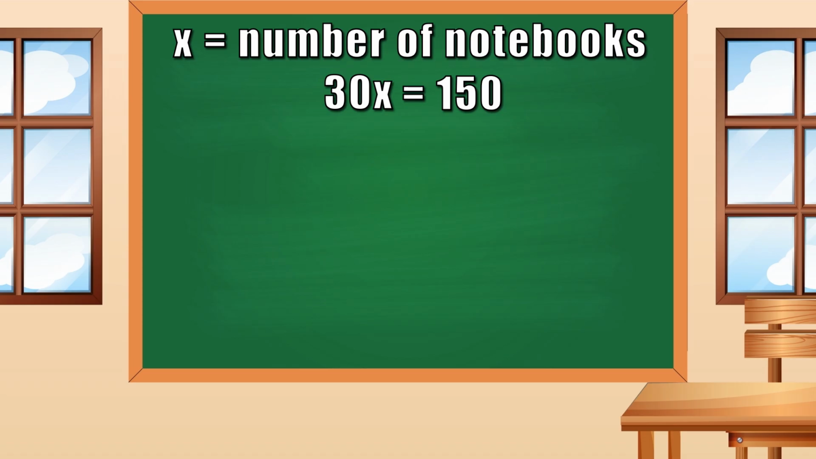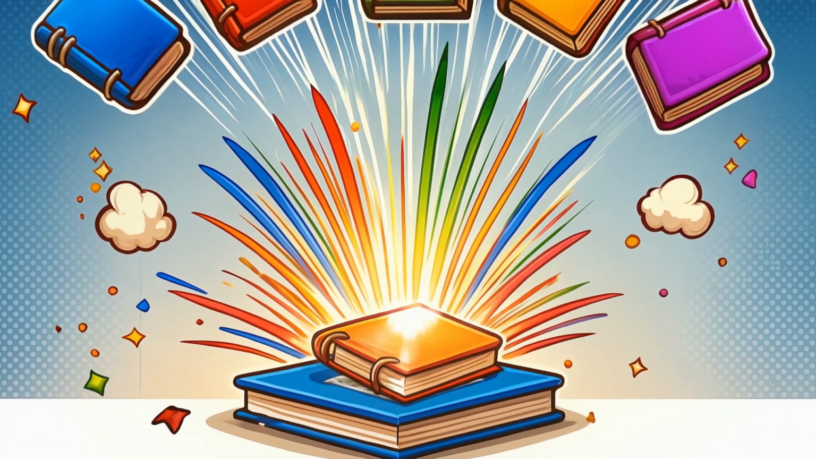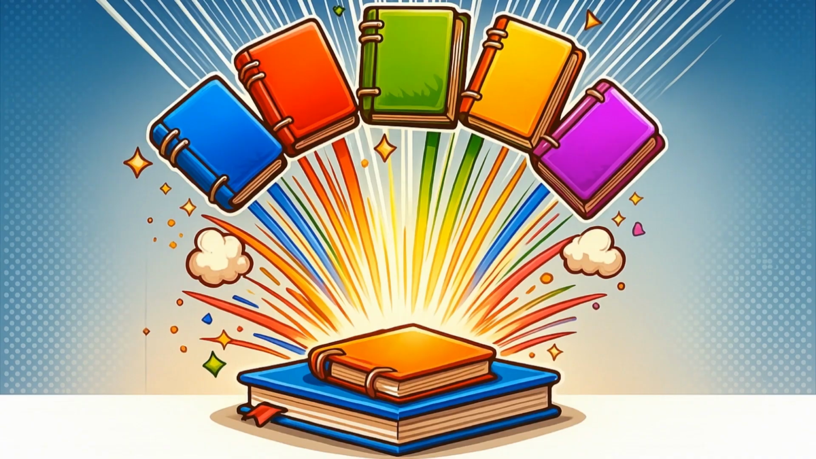Once we have come up with the expression, it's just straightforward. Let's isolate the variable x. In order to do that, we need to divide both sides by 30. 30x divided by 30 is x. And on the other side, 150 divided by 30 is 5. So Lisa bought 5 notebooks in total.